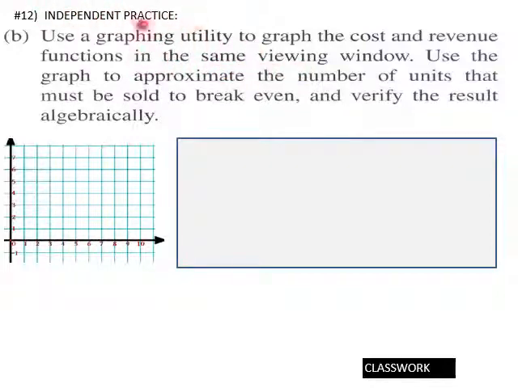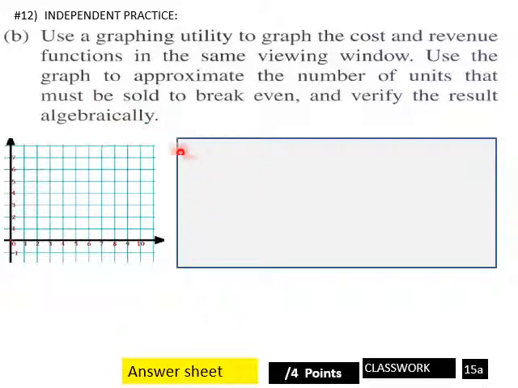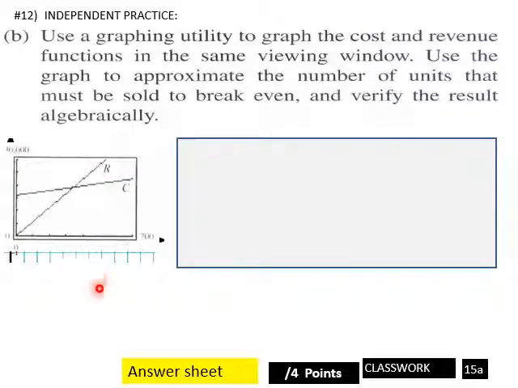Then use a graphing calculator to graph the cost and revenue functions in the same viewing window. This is your independent practice, students. Use the graph to approximate the number of units that must be sold to break even and verify the result algebraically. So do that algebraically as well as graphically. And this is 4 points back here. Do I do this one for you? Do I help you? I do.